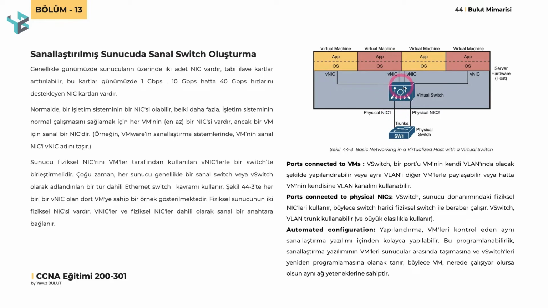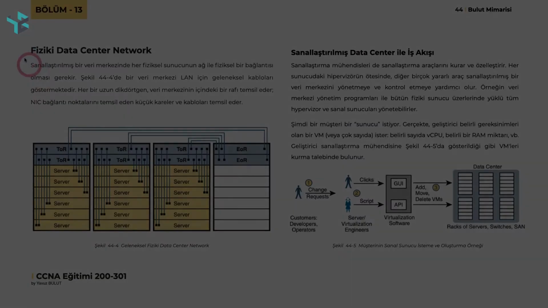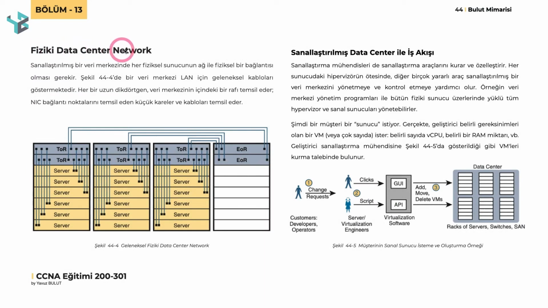You can get your virtual machines in these VLAN groups by creating VLAN groups on the virtual switch here. You can use virtual switches in this way according to your needs. Let's talk about physical data centers on this page.